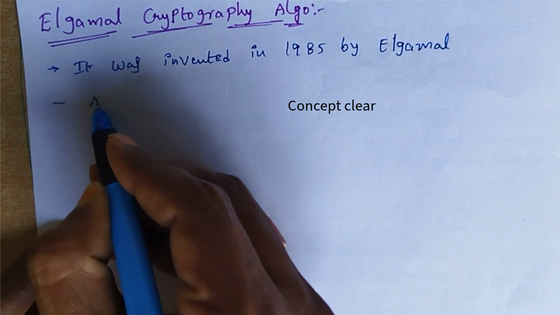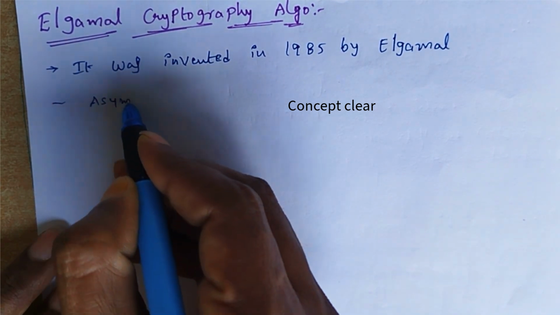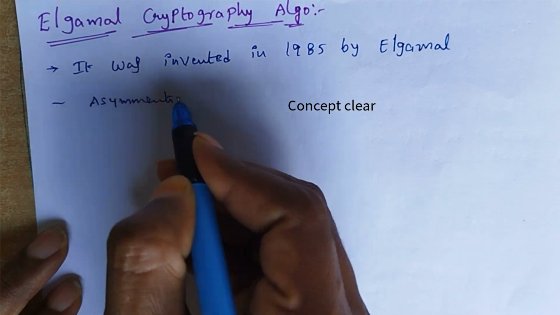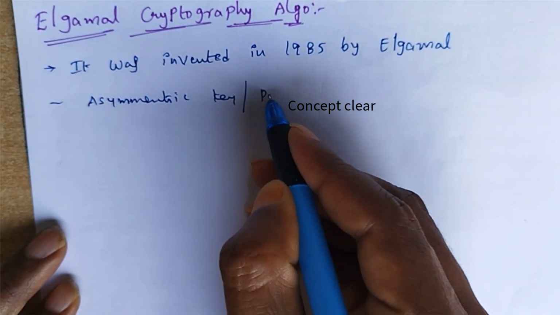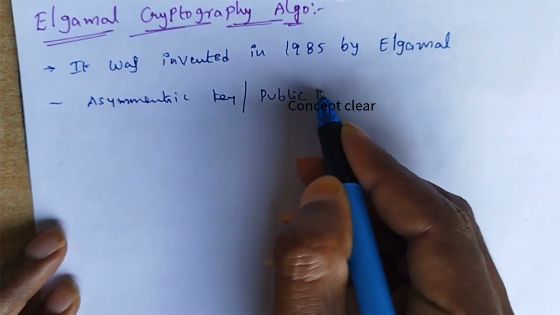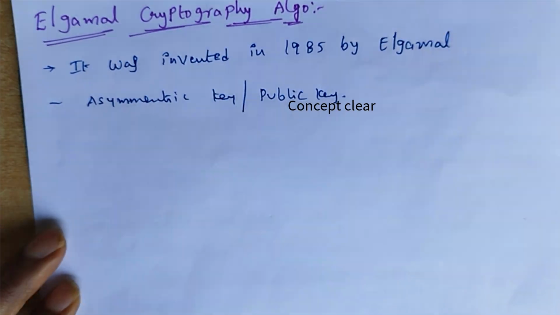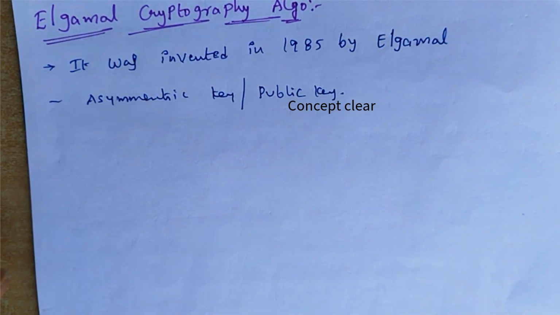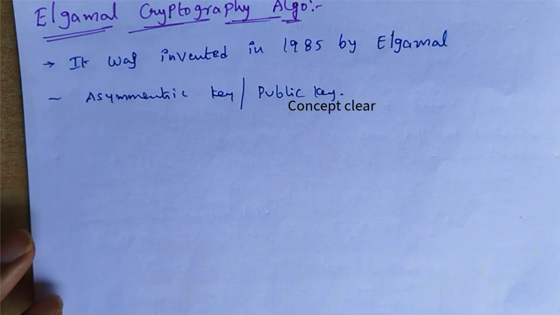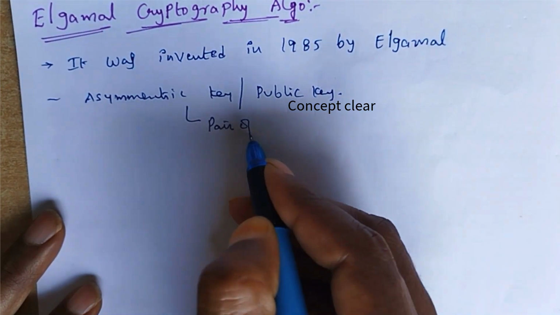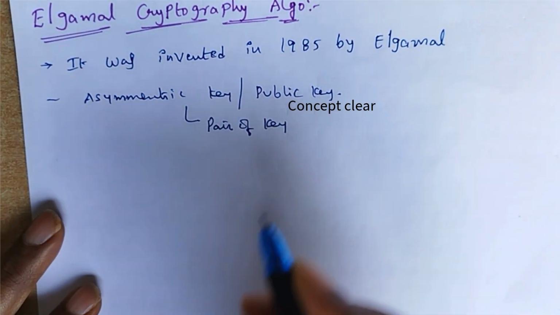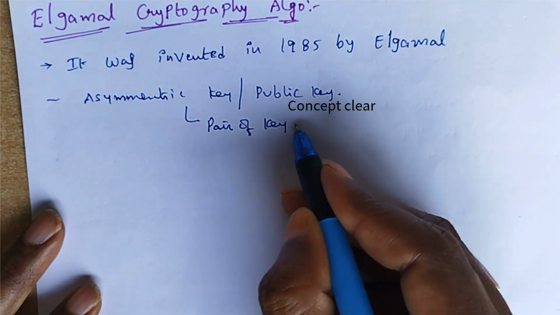It is asymmetric key cryptography. We can also call it public key cryptography. What is the meaning of asymmetric key cryptography? Asymmetric key cryptography is nothing but here we will use a pair of keys for encryption. A pair of keys means here we have two keys.